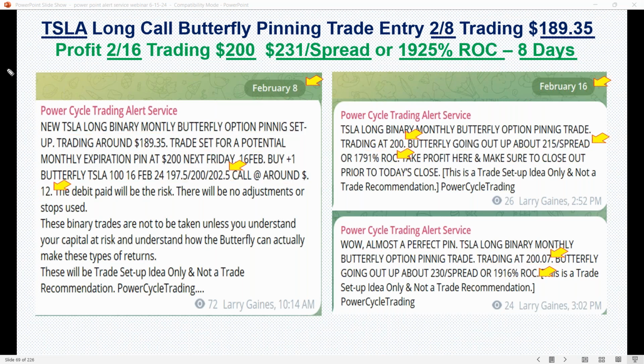Now these don't happen very often, but that's why this trade was at $12. If you lost $12, it's not going to hurt you too bad, is it?